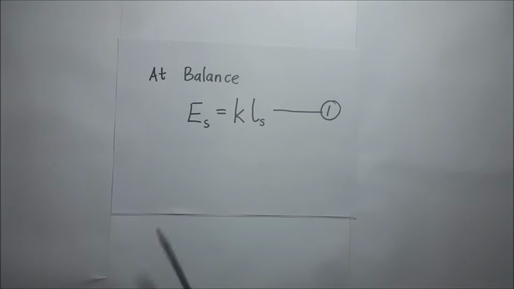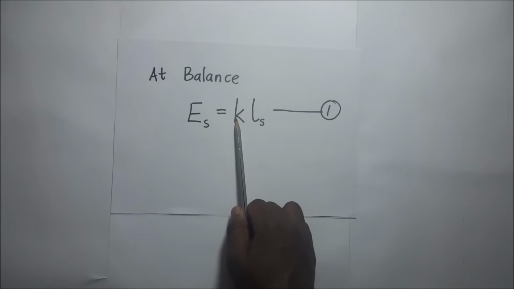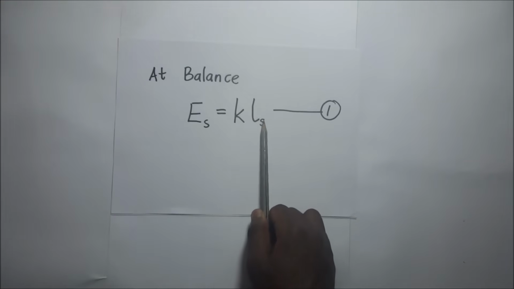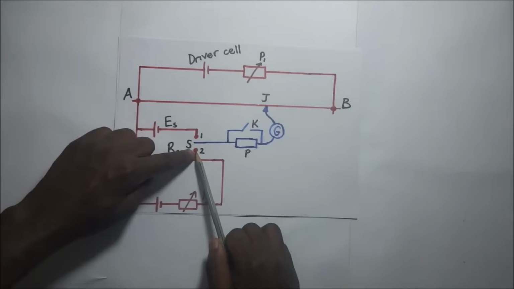And that is our first expression, that ES, which is the PD across the standard cell, is equal to the PD per unit length K times LS. We have called that balance length LS. So from there we go ahead and connect S to position 2.